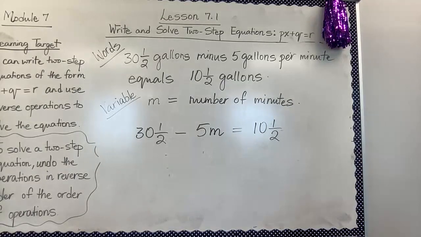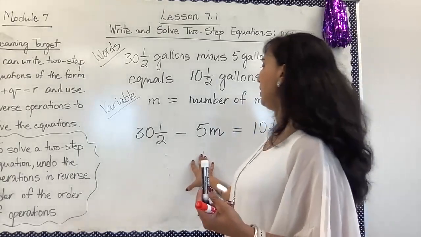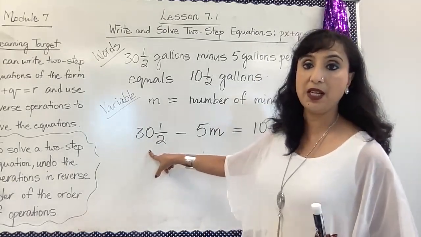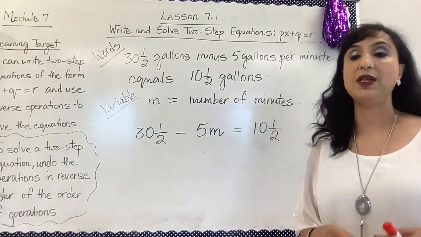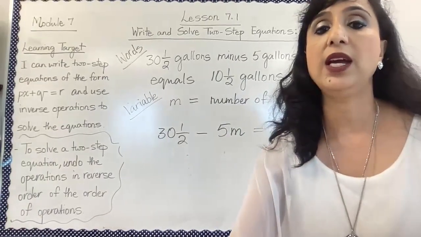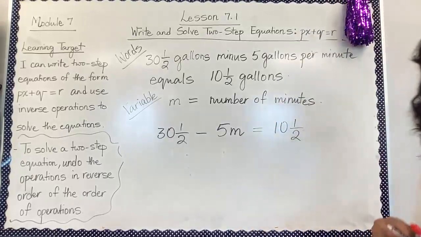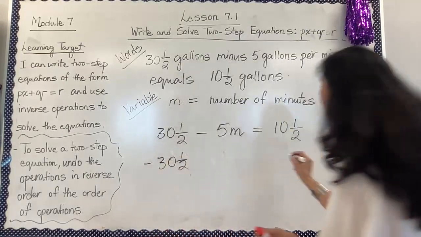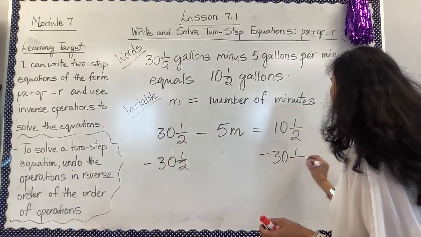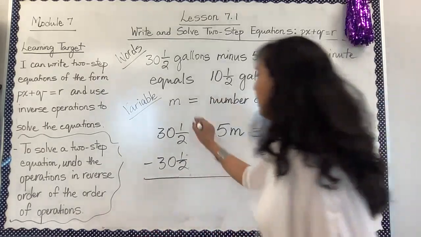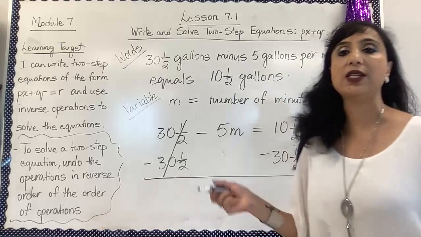Now I'm looking at this one and I can see that this is positive, so I have to do the opposite of addition. The inverse operation would be subtraction. So I am going to subtract 30 and a half from both sides. Minus 30 and 1/2, minus 30 and 1/2. 30 and a half minus 30 and a half, you get 0.